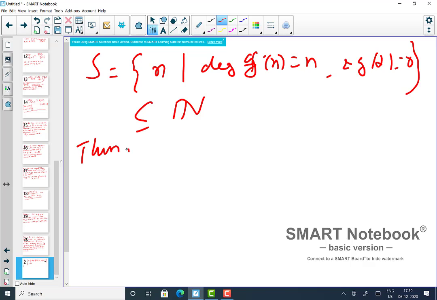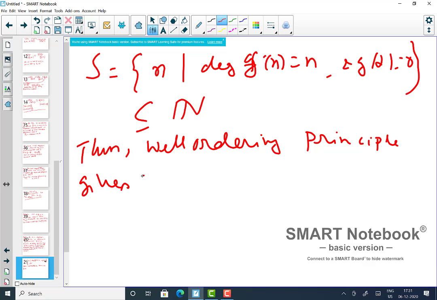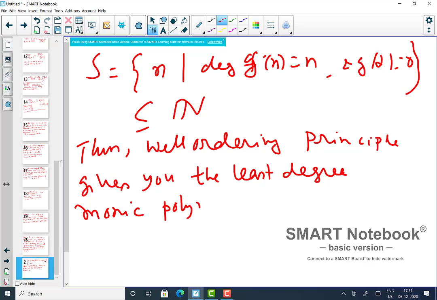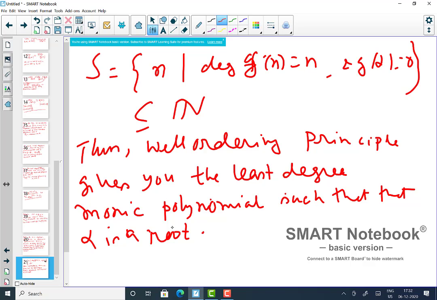Thus the well-ordering principle gives you the least degree monic polynomial such that alpha is a root. Okay, clear? So this is obvious.